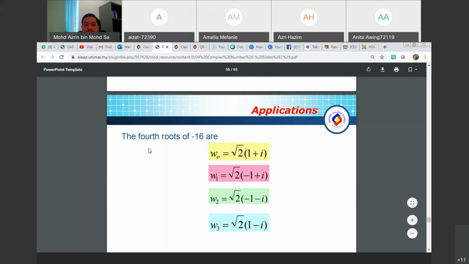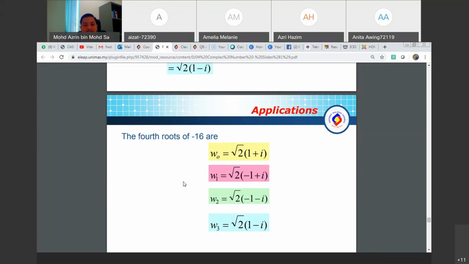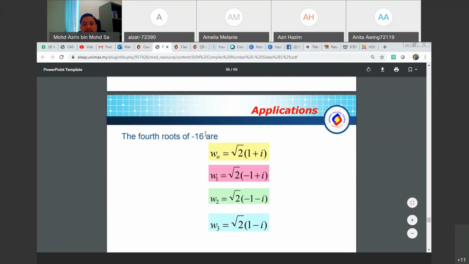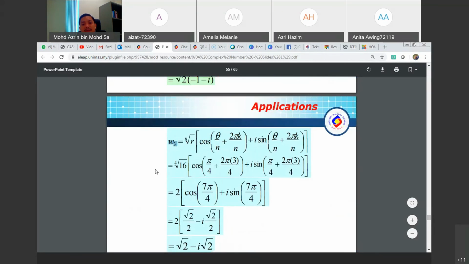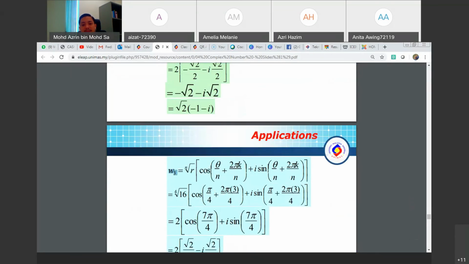Kalau dia asking you to find the sixth root, you kena tambah W4 and W5. I think it's clear, right? So let's say if the question asking you to do the fourth root, remember, fourth root means n equal to 4. Negative 16 is z. R is the modulus of z. You get R is positive 16. K is starting from 0 until 3. Then the formula is same lah. Tak perlu hafal pun. Simple je kan.